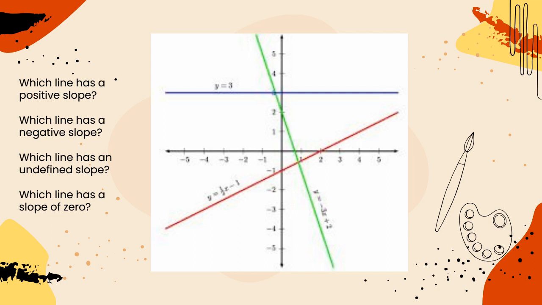So positive would be the red line. It is going up, up, up, and away. Negative would be the green line because you're going down. Slope undefined is the vertical line, because an undefined slope is vertical. And the slope of 0 would be this blue line right here that is horizontal.